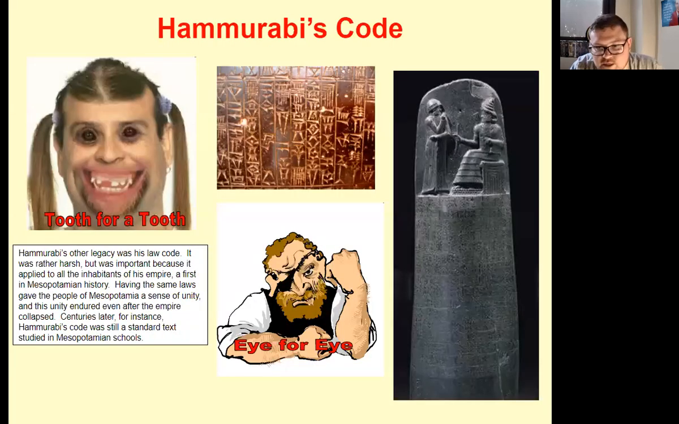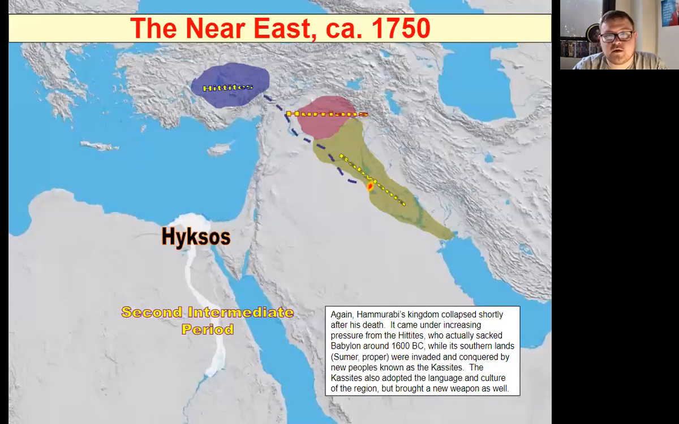So Hammurabi then wrote his code, which is another legacy, a law code which is rather harsh, but it's literally an eye for an eye or a tooth for a tooth. It's actually really in depth, and it became the main law code that establishes law and order. It even reaches all the way into today's world. So this is the Near East in 1750 BC.